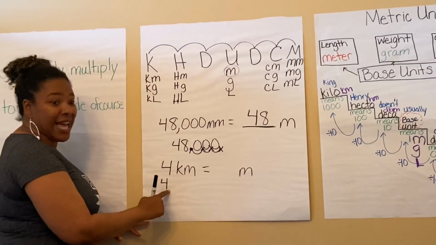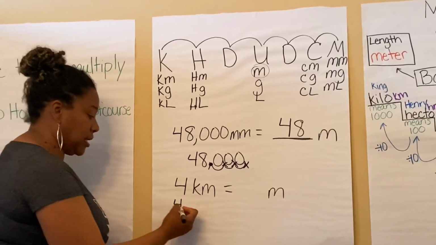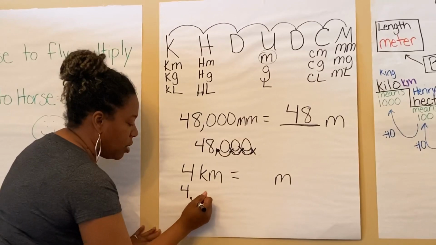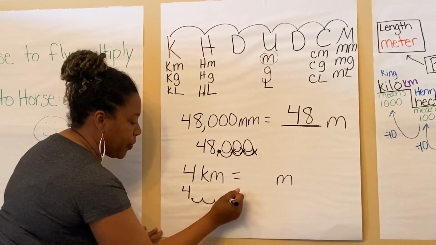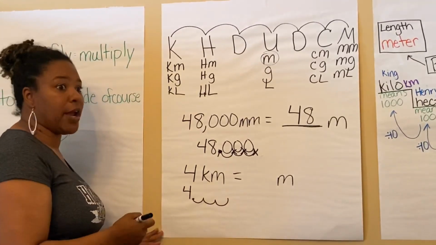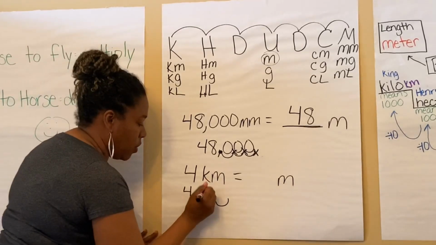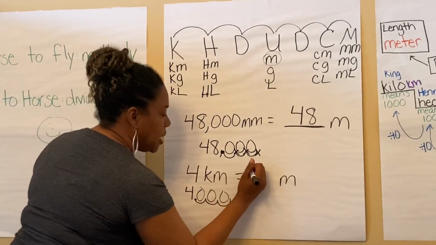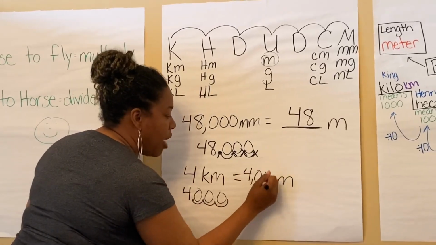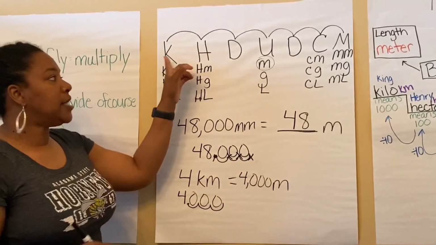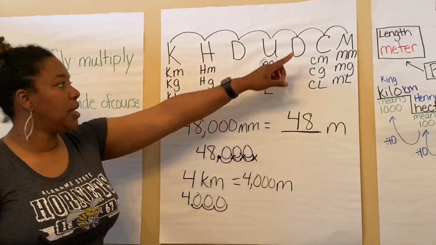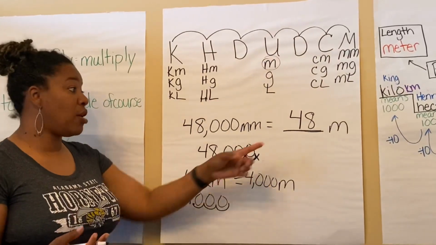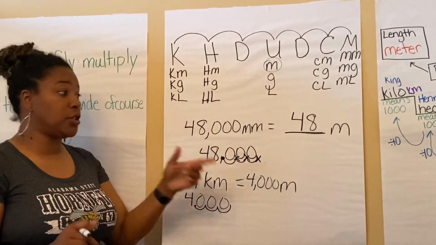So from 4, I'm going to write 4 right here. My decimal is at the end because it's invisible. I can't see it, so I'm going to make it appear, and I'm going to move 3 times to the right. 1, 2, 3. Remember, inside of each jump, there is a 0. So 4 kilometers is equal to 4,000 meters. All I did, guys, was find the first unit, and I just counted whichever way I was going. And I added zeros, or I moved the decimal and took the zeros off.